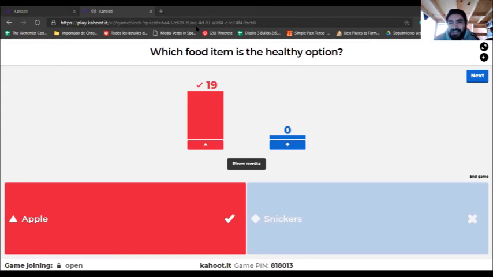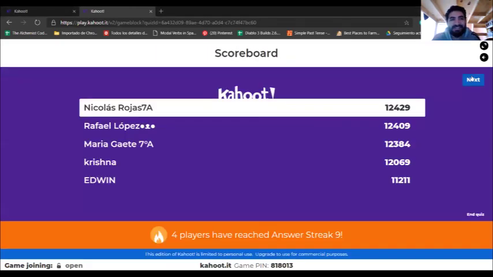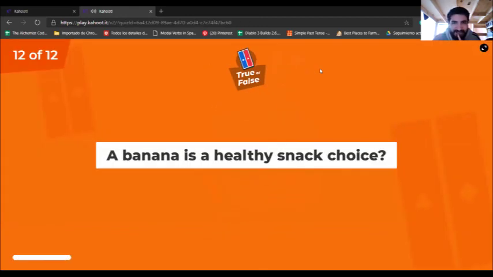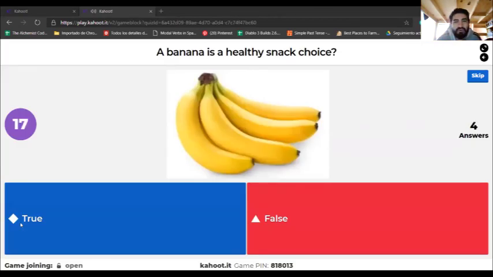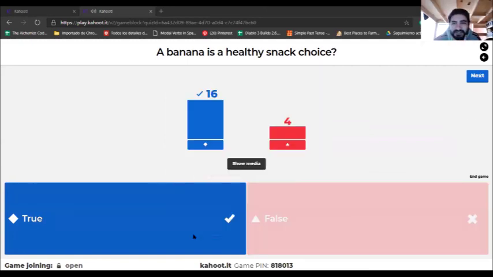Todos lo acertaron. Excellent. So, the next one will be the last question of the class. So, banana is a healthy snack choice, true or false? Is it true or false? It's true. Banana. Porque el plátano o la banana es saludable, entonces sí es una buena opción.